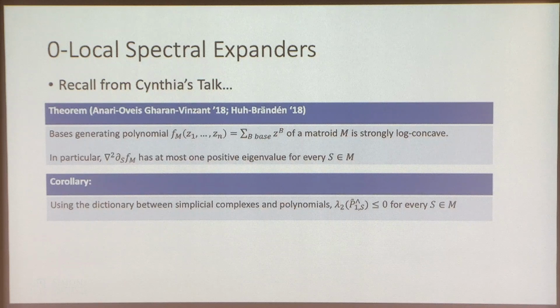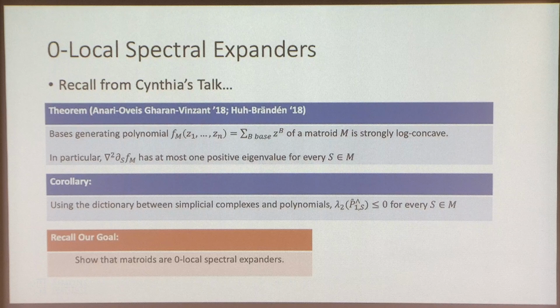So in particular, if you use our dictionary that we saw earlier, I'll remind you on the next slide, we know that the second largest eigenvalue of every localized random walk matrix is bounded by 0. Okay. So in particular, this gives us exactly what we want. Matroids are 0 local spectral expanders. Okay. Any questions so far?